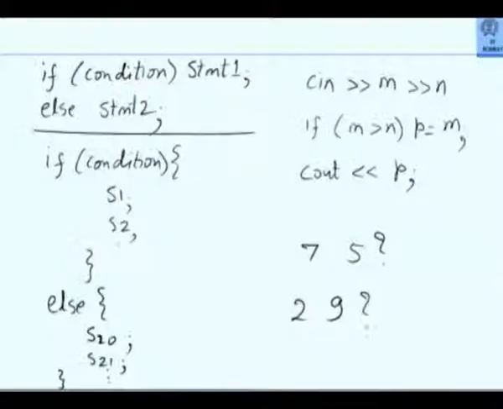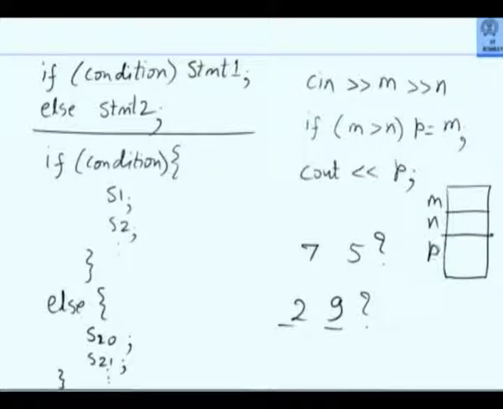If M is 2 and N is 9, then you read M and N. If M greater than N, is it true? No. So P is equal to M will not be executed because that condition is not true. The next instruction says output P. Please remember that when you write this program, the compiler would have assigned locations, one for M, one for N, one for P, in memory. Now in this case, when M is 7 and N is 5, P will get a value assigned which is 7. But if M is 2, N is 9, P will not get assigned any value.